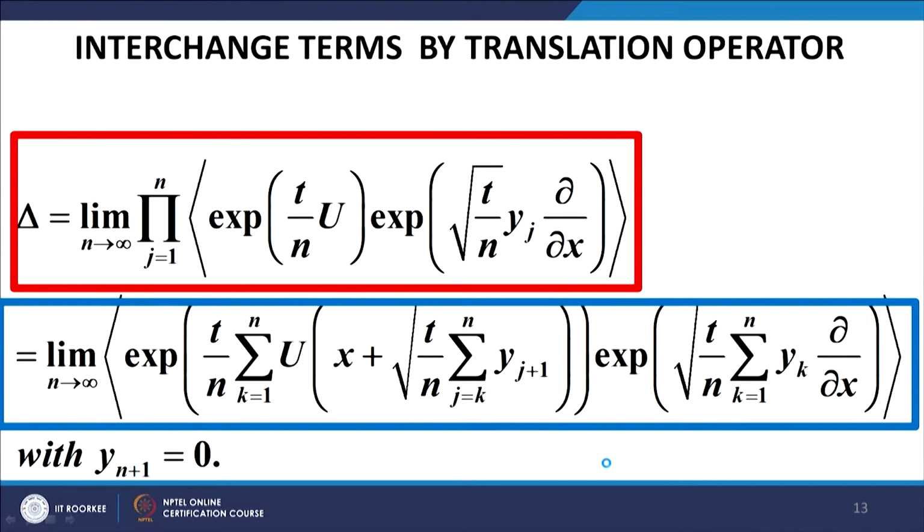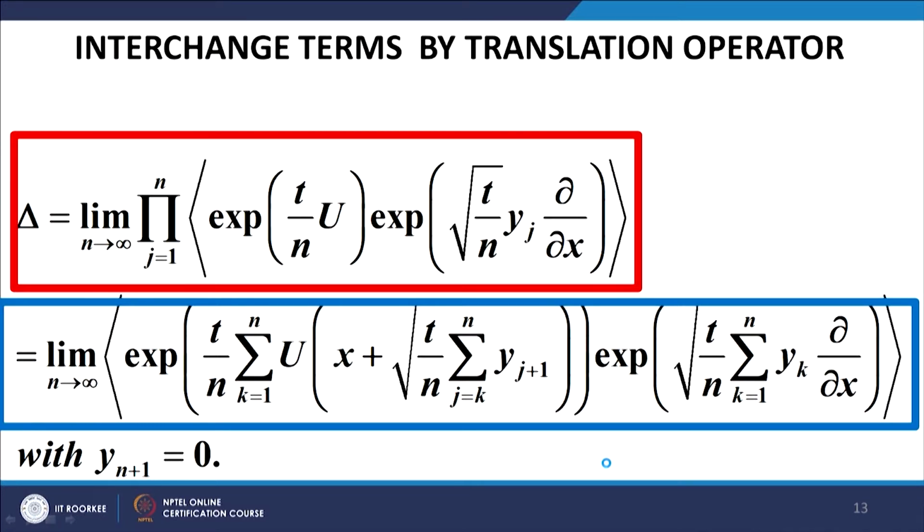But the important part is that del by del x in itself acts as a translation operator, and this property of the translation operator enables us to interchange, wherever required, the position of the two terms, and then to write all the del by del x terms to the right hand side and all the u terms to the left hand side. This is a very important maneuver which is facilitated by the interpretation of del by del x as a translation operator.